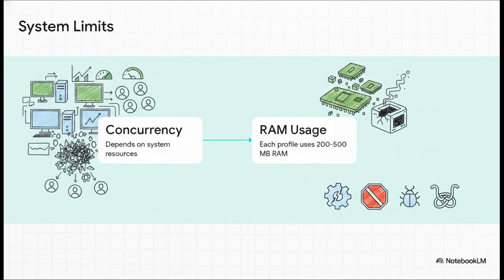Moving on to Step 3, set concurrency limits. And please, whatever you do, do not guess your limits. Every single profile eats up memory and CPU. A setup that runs beautifully with 5 profiles might just completely crash your machine if you push it to 20. You have to test the limit, document it, and monitor your resources.